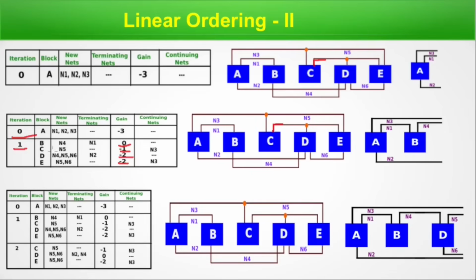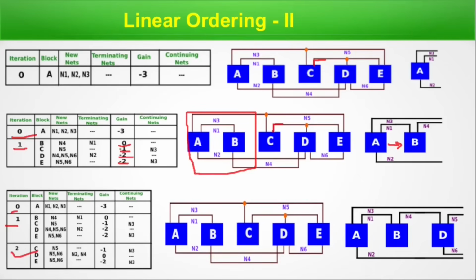That is B. So after iteration B, we are placing block B after A and re-establishing the connection, that is N1 net is between A and B. So up to this point, there is no change. These two are done. Now C, D, E blocks are left. So there are 3 blocks left, C, D, E. That is iteration number 2.